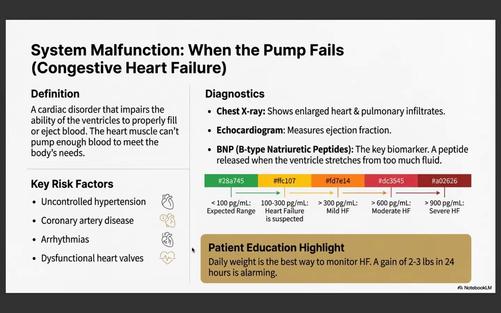And then when we're talking about heart failure, remember that the best way to monitor the fluid overload is going to be weighing themselves every single day, and a weight gain of about 2 to 3 pounds in 24 hours is alarming. Also, over 5 pounds in 1 week is also alarming.